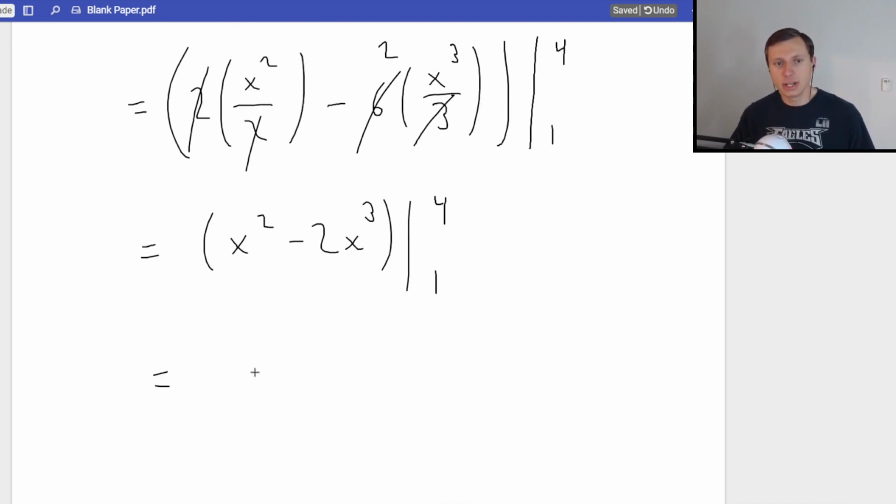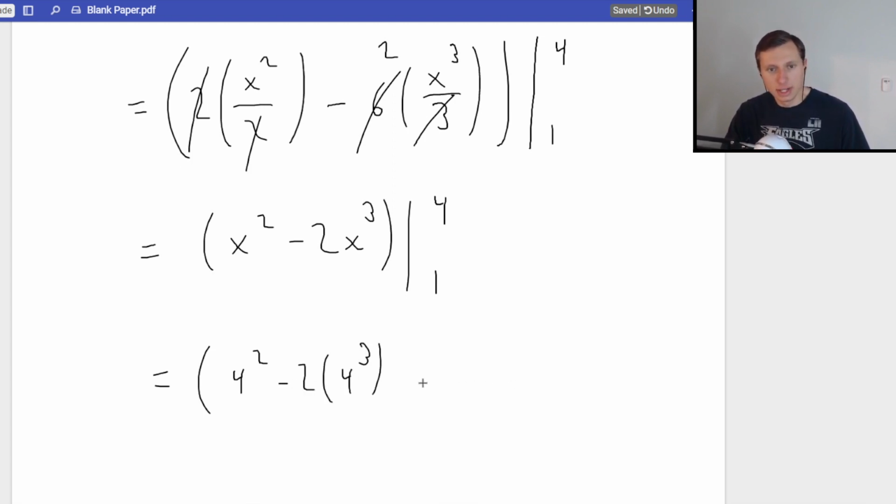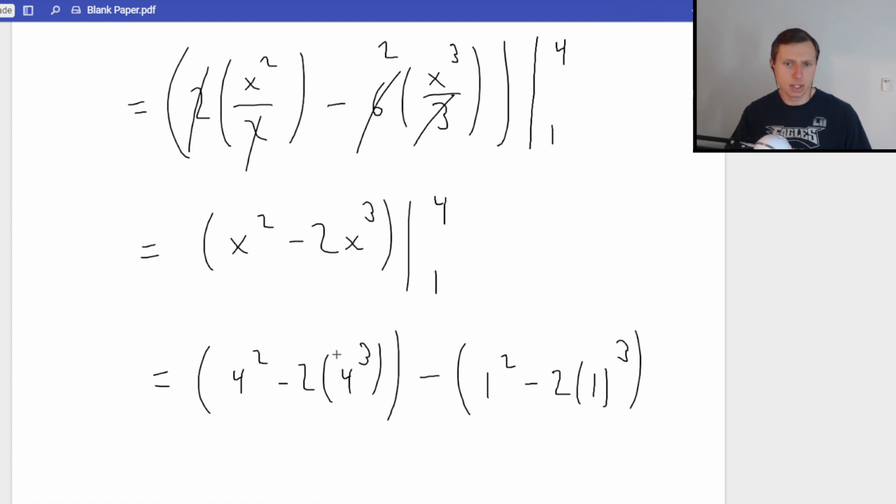So now I'm going to plug in 4 first. So 4 squared minus 2 times 4 cubed. That'll be fun. And then that's it for the left one. Minus quantity 1 squared minus 2 times 1 cubed. That's not so bad. Close parenthesis.